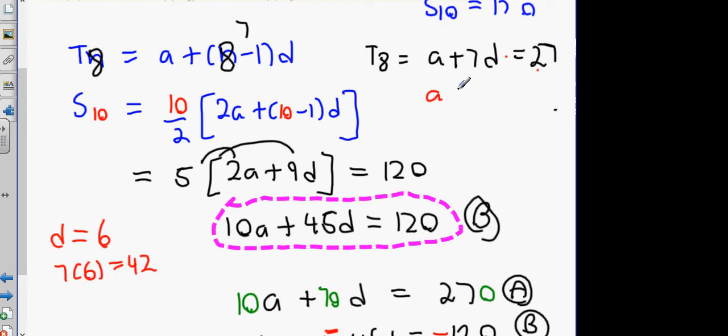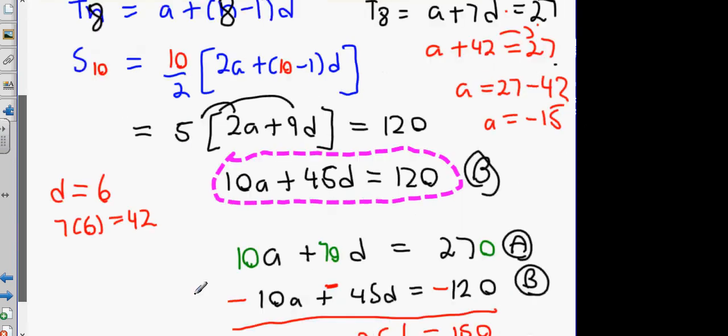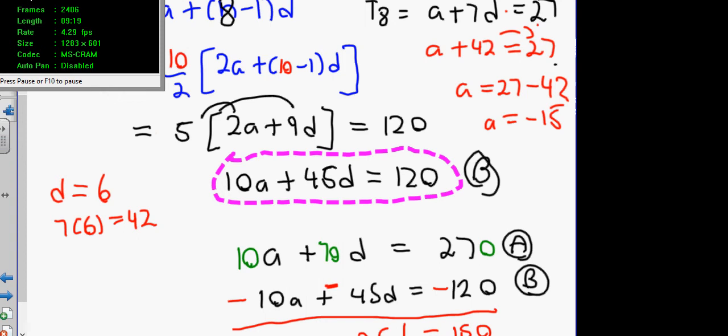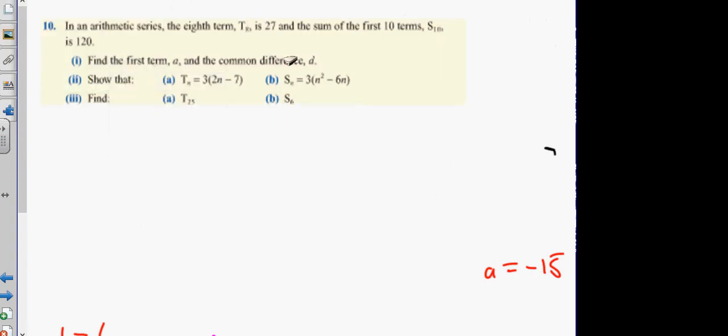This means that a plus 42 equals 27. a therefore must be 27 minus 42. a therefore must be minus 15. That's a and that's d. Alright guys. a is minus 15, d is 6. So it goes up in 6s every time: minus 15, minus 9, minus 3, plus 3, plus 9, plus 15.